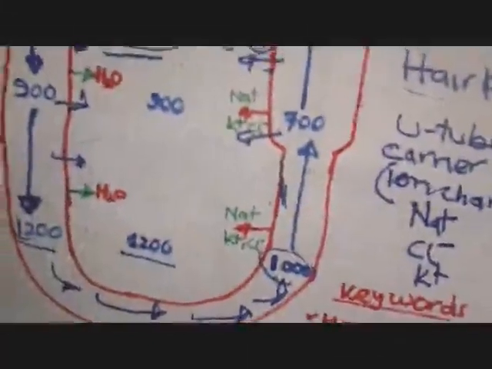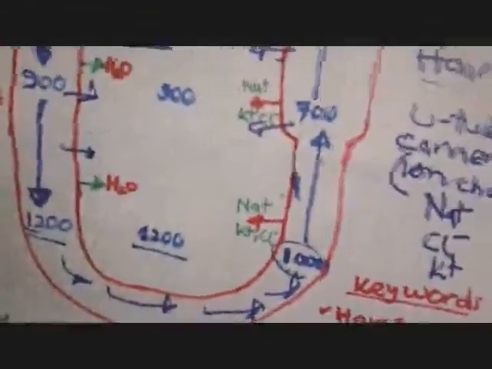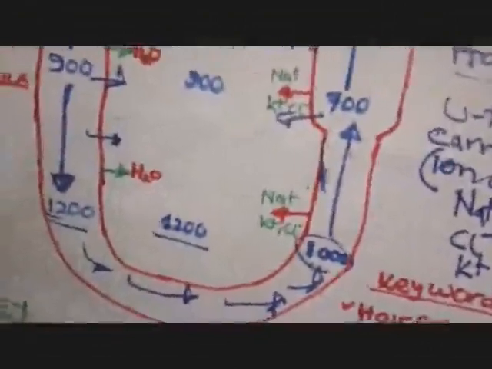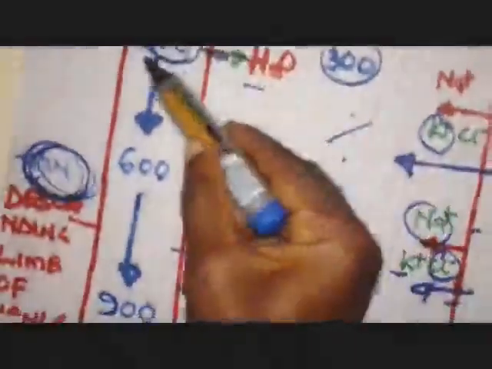Then another thing to note is that more water is withdrawn from the descending limb, and here more salts are being reabsorbed. More water is reabsorbed by osmosis, while salts are reabsorbed by active transport at the ascending limb. So as more water is removed from the descending limb, its concentration increases from top to bottom. Don't forget that we have 100 here, so we have 300 here, and we have 1,200.